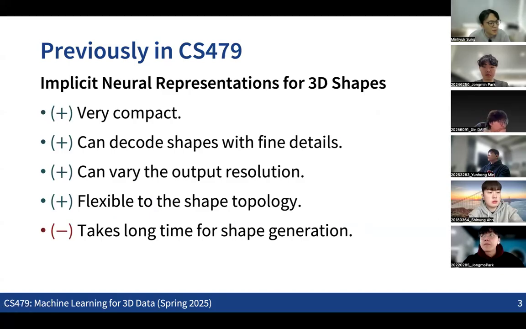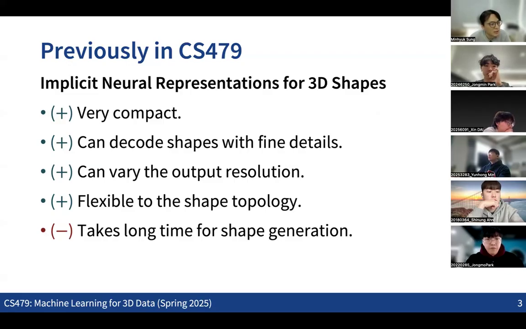There are several advantages to having neural representations: it's a very compact representation, while it can also record fine details, as it's agnostic to the resolution of the output. So it doesn't need to specify the number of points or voxels as with other representations. It can vary the output resolution, and topology-wise it was a very flexible representation.